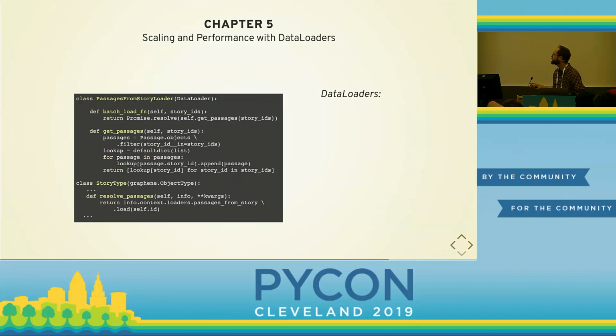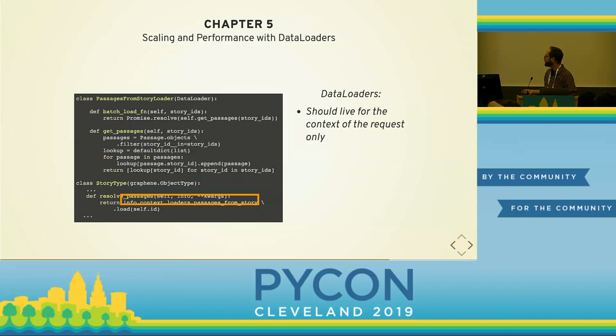So what does that look like in practice? This is a data loader right here to load passages from a story. We want the data loader to only live in the context of the request. So this loader is set up on the request context here, using that info object that we were talking about earlier. We have passages from story loader on that. We call a load function using a hashable key. In this case, we're using the ID from the model to get the related passages.